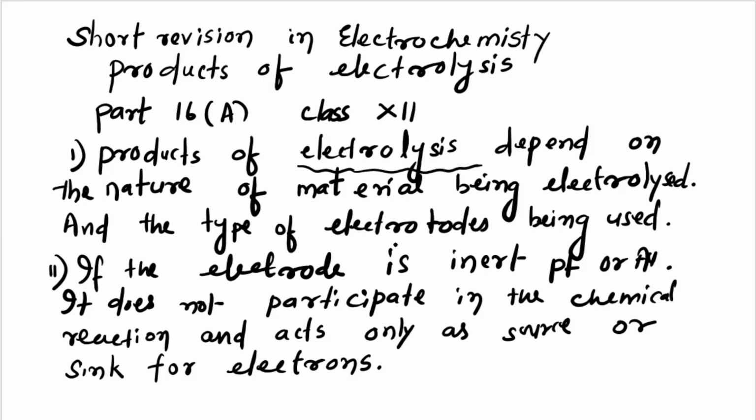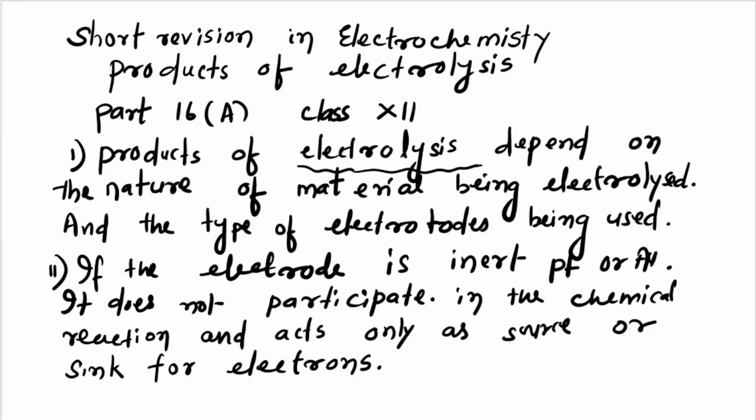Here the product depends on the nature of the material which is going to be electrolyzed, just like sodium chloride, water, sulfuric acid, and all the types of electrodes being used. Different types of electrodes and different types of electrolytes are used, and the product depends on the nature of the electrolyte and the type of electrodes.